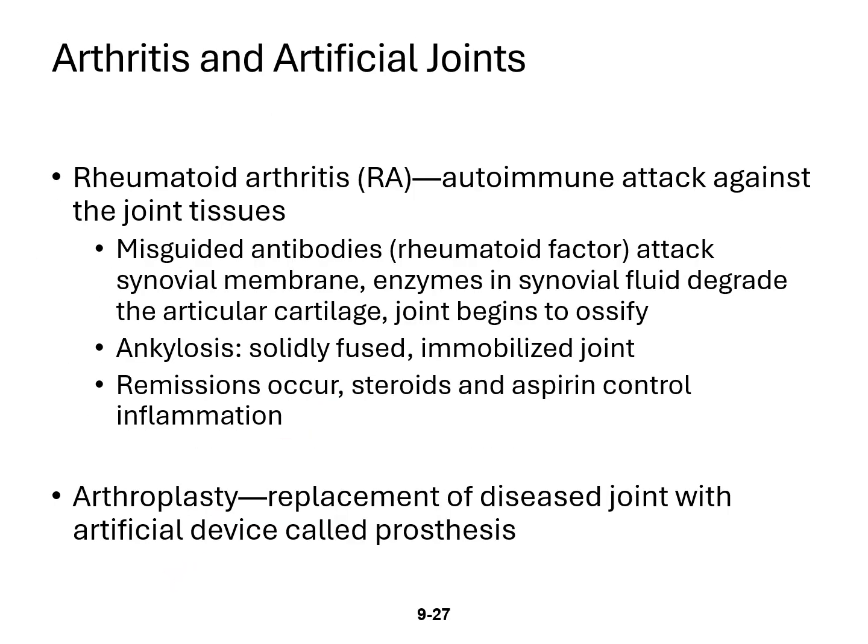You also have rheumatoid arthritis, where the autoimmune system attacks the joint tissue. The antibodies don't really know what's going on, so they start attacking the synovial membrane, and then the enzymes in the synovial fluid start to degrade, and this makes the bone start to form bony deposits, or ossify. So this is very, very bad, and it can cause really bad joints. We'll look at it on the next one.